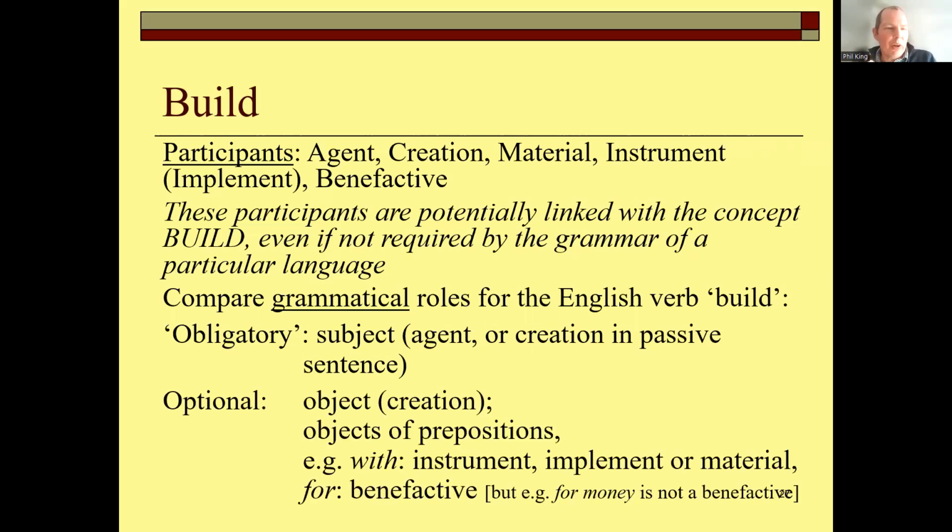And then somewhat optional, we have things like the object, the creation that's been built, the objects of prepositions. For example, the instrument might be in a "with" prepositional phrase. "He built it with his hands." "He built it with a cement mixer." And then linked with the preposition "for," you're going to have the benefactive, typically, like "he built a house for his son." But notice when you have something like "he built a shed for money," money isn't the benefactive here. It has some slightly different participant role that might be worth thinking about.